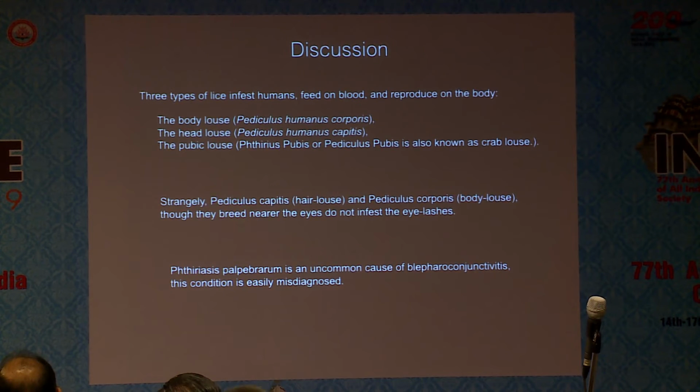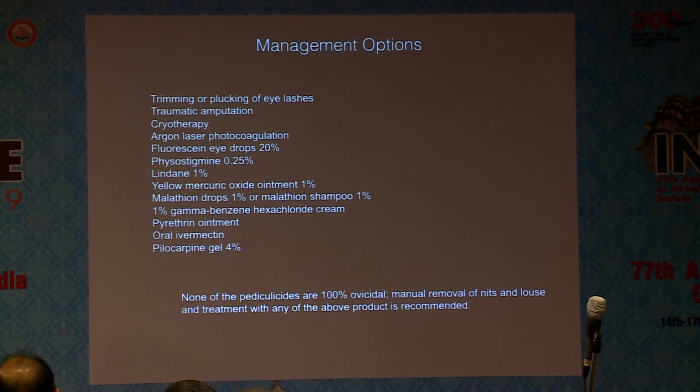There are 3 types of louse: the body louse, head louse, and the pubic louse. And strangely, the lice which are closer to the eye, do not infest the lashes. It is the pubic louse which commonly infests the lashes. So Phthiriasis palpebrarum is an uncommon cause of blepharoconjunctivitis and is easily misdiagnosed. There are various management options. Whatever is available at your local pharmacy or nearby shops, you can opt for that. None of them are 100% ovicidal. So manual removal of the nits and lice along with any of those ovicidal agents is recommended.